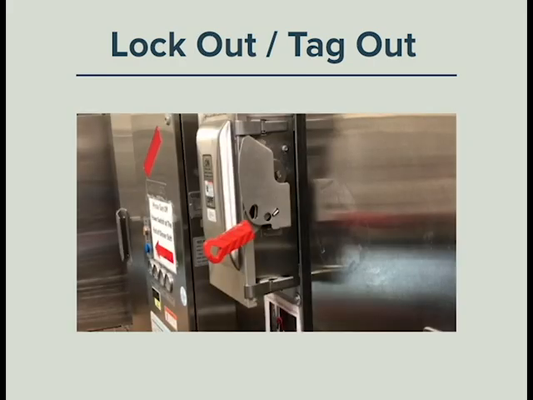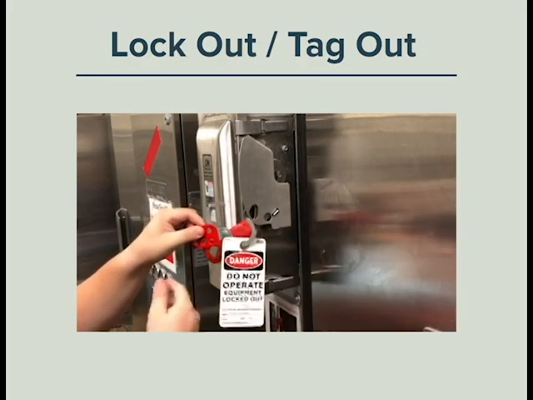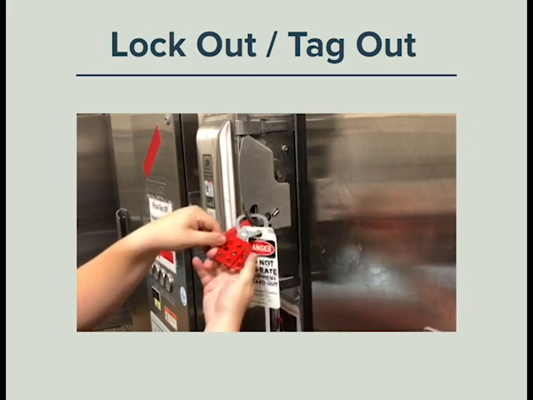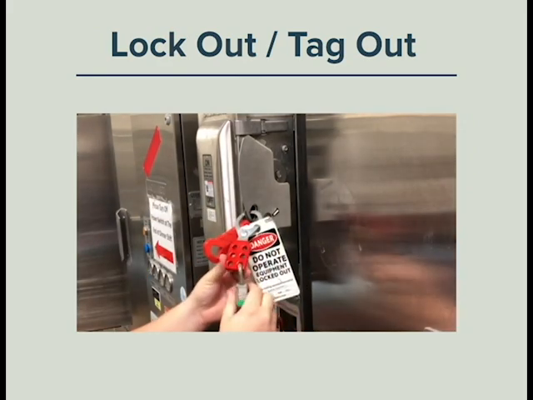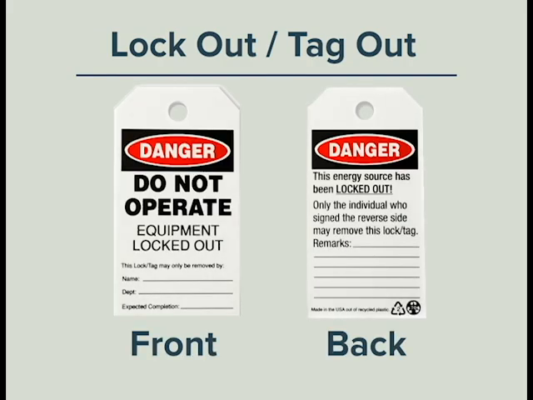The lockout-tagout process begins with attaching a tag to the hasp to indicate that the machine is not in operation. Next, attach the hasp to the energy isolating device. Finally, attach the lock to the hasp to prevent machine operation. This is a tag used in the lockout-tagout process. The front of the tag has the name of the authorized employee who performed the action and the date. The back of the tag contains the space for additional comments.